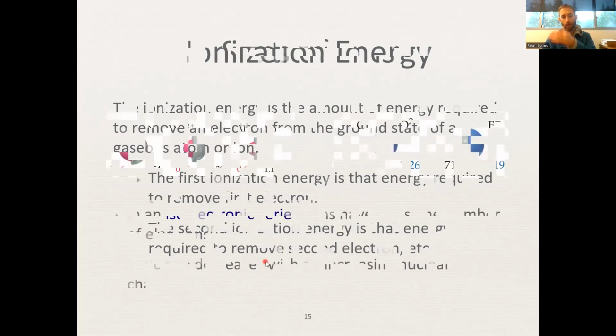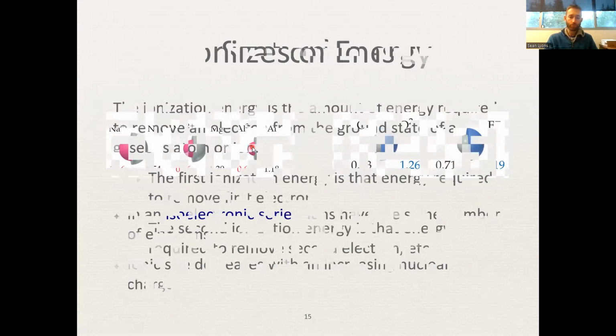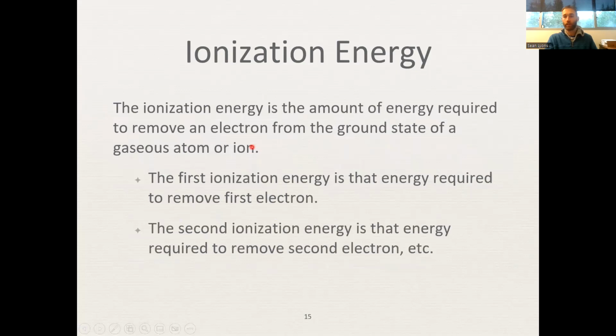So if we go back for a second to aluminum, it's losing 3 electrons. So we'd have an ionization energy for that first electron. It would have a different ionization energy to remove that second electron, and a different ionization energy still to remove that third one. But in all cases, we're thinking about the energy needed to remove an electron from an atom or from an ion.